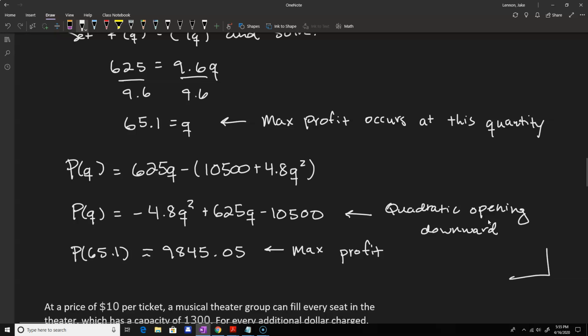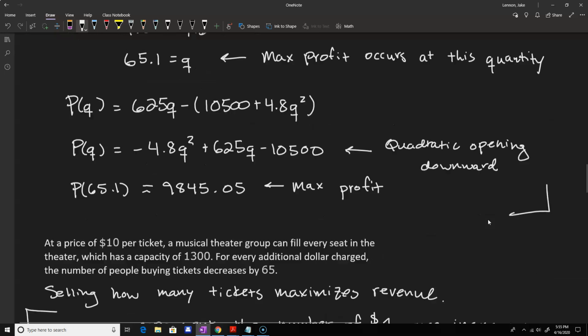You could also use the first derivative test value region method that would tell you, okay, it's increasing left of the critical point and decreasing right of the critical point. That would work as well.